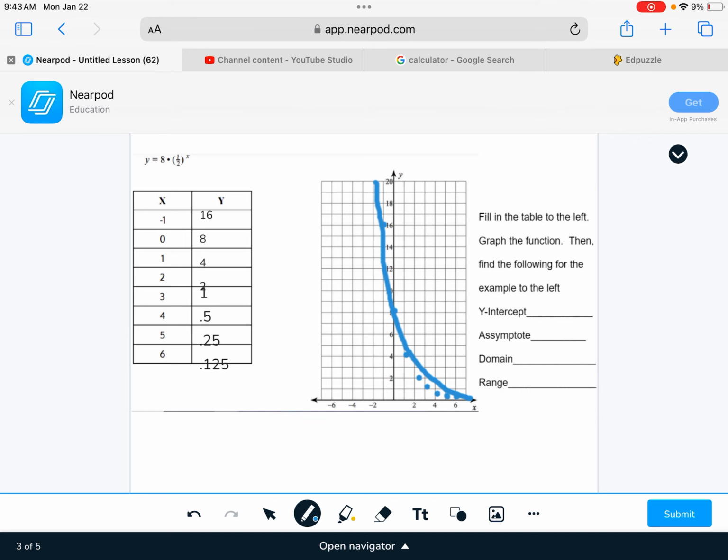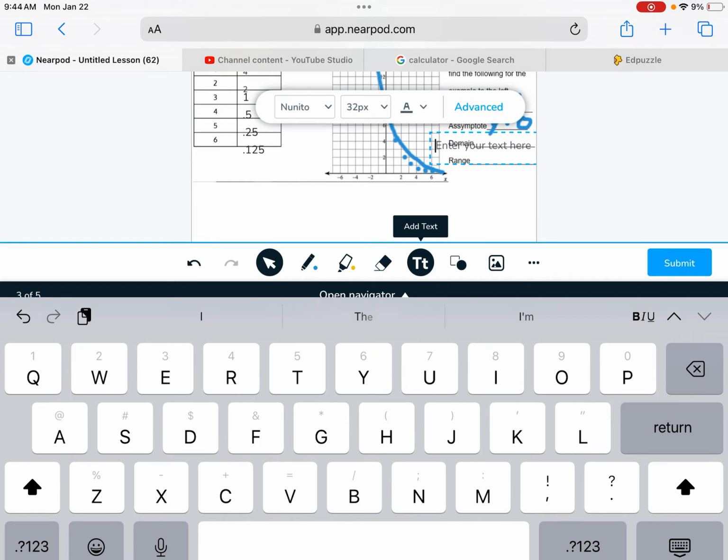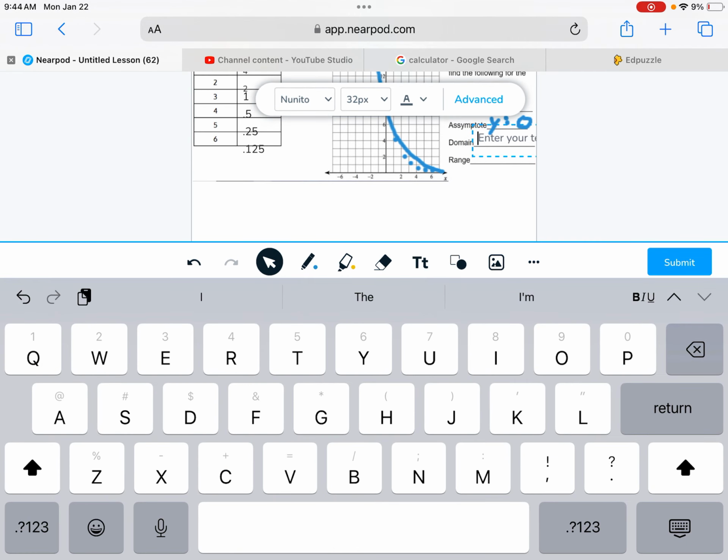The y-intercept is where it crosses the y-axis, which is going to be when x equals 0. We can look at the graph and see that that is 8, or we can look at the table and see when x is 0, that y is 8. The asymptote, again, is where y equals 0, because it never actually goes below 0. You'll see that if you keep scrolling down that table, those numbers do get smaller and smaller, but never actually reach 0. So our domain is going to be all real numbers.